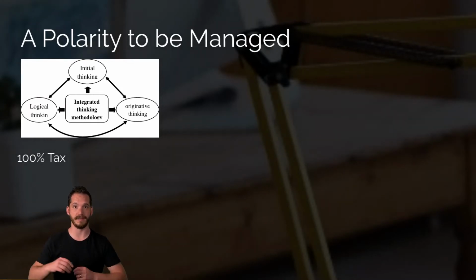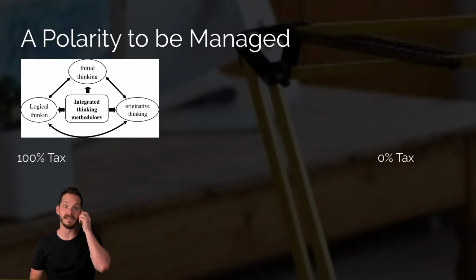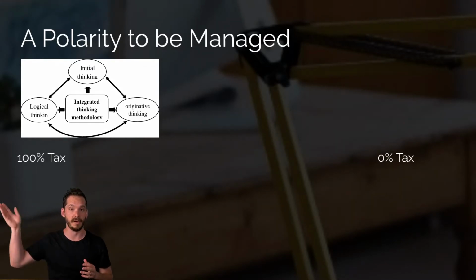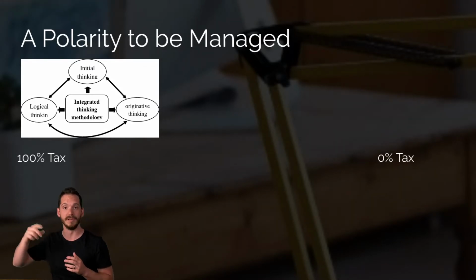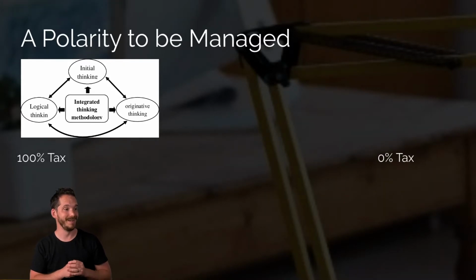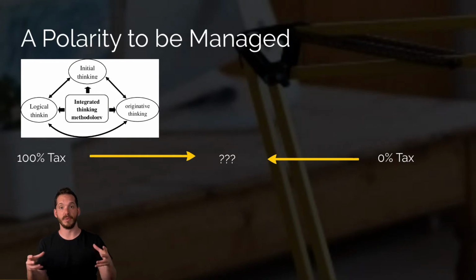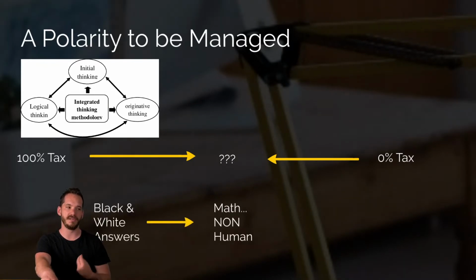No one will raise their hand. Who wants 0% tax? There's always one person raising their hand, and there's probably one person on this course already raising their hand. But in reality, there's somewhere in between. So black and white answers is math, and this is not objective science.